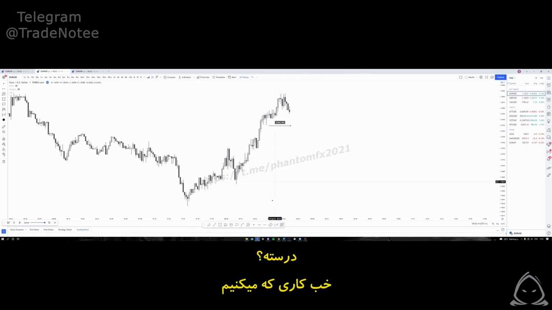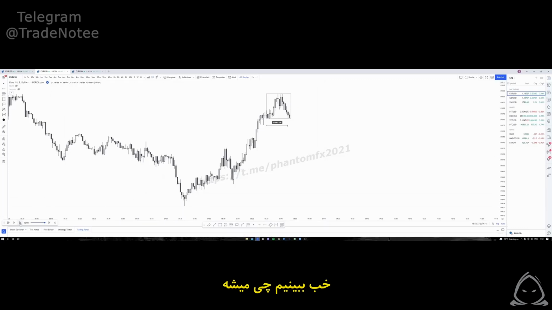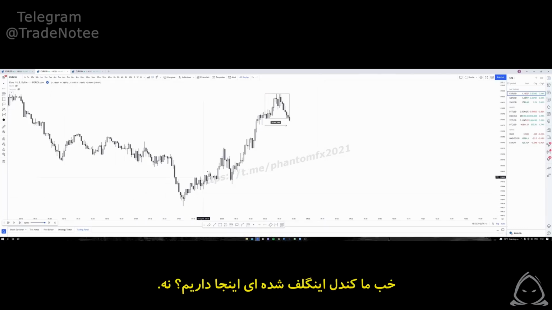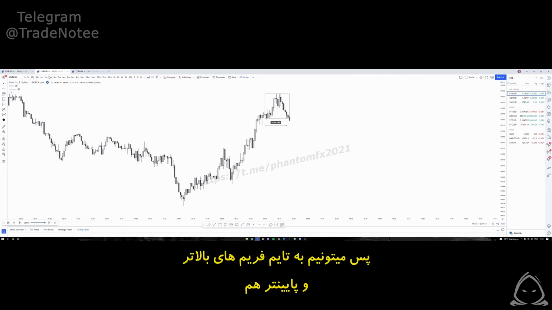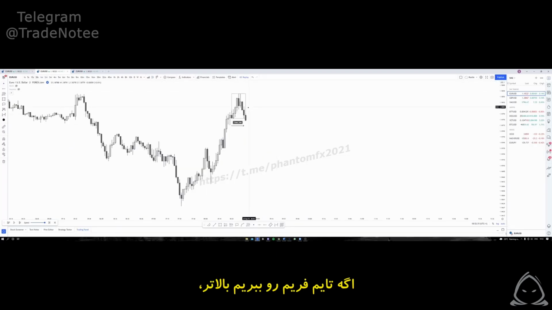Again, we want to take the low of that range, which would be here. That's the lowest point within that time window, and that's the highest point. So let's see what happens. Do we have an engulfed candle here? No. So we can go up or down time frames as well. If we go up a time frame here, we have this 2M candle.